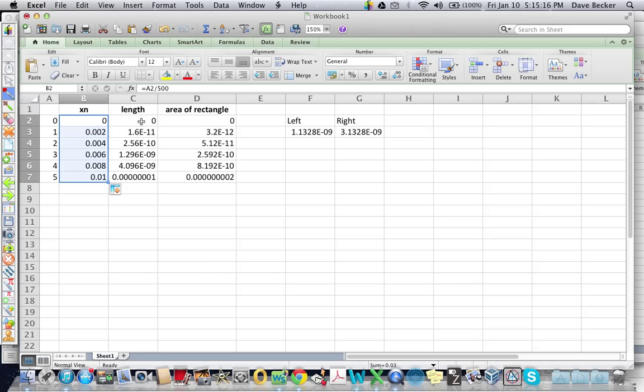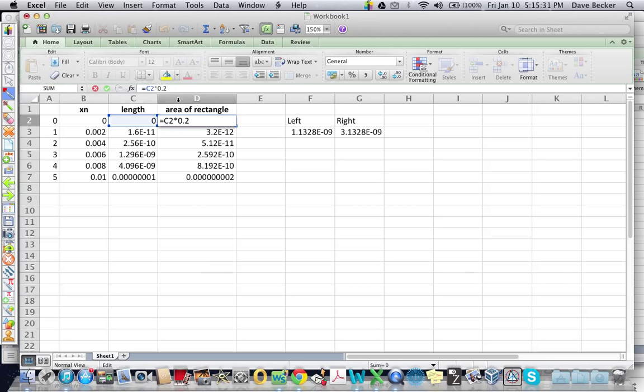And then my length is still going to be to the fourth power. I've got scientific notation going here. And the area, if you take 1 divided by 500, you get 0.002. So I need to change that right here as well, 0.002. And I need to fill that down as well to change my formula.